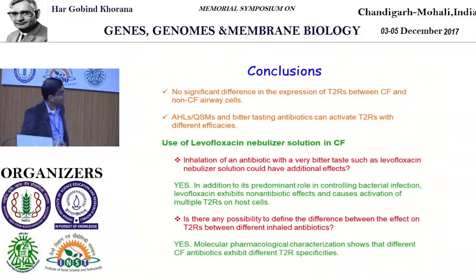So coming to the conclusions. First one is no significant difference in expression of T2Rs between CF and non-CF cells. And these quorum sensing molecules, along with the bitter tasting antibiotics, can activate T2Rs.